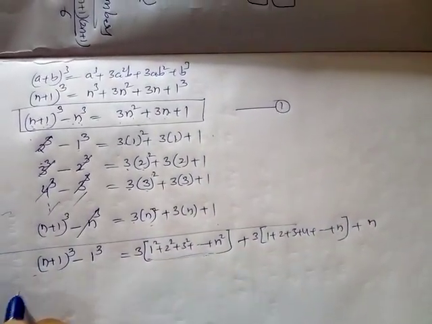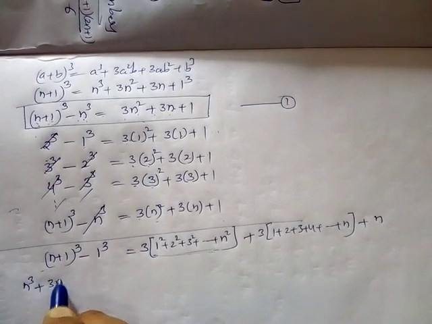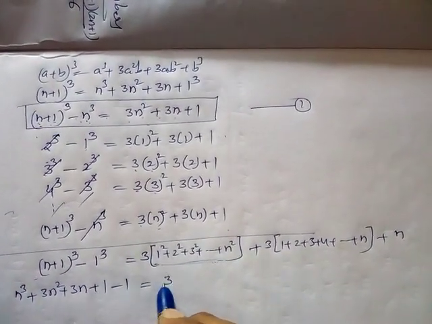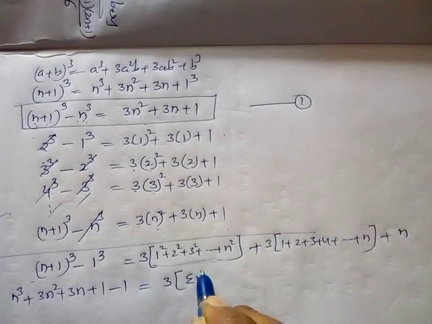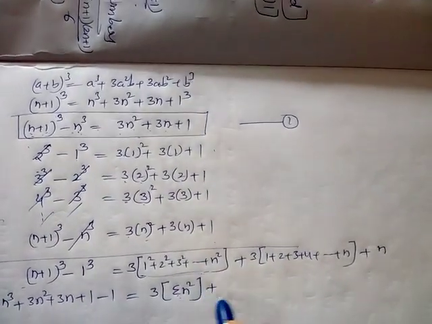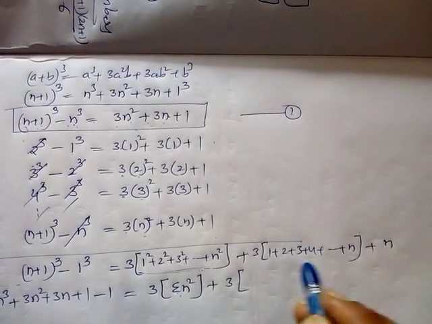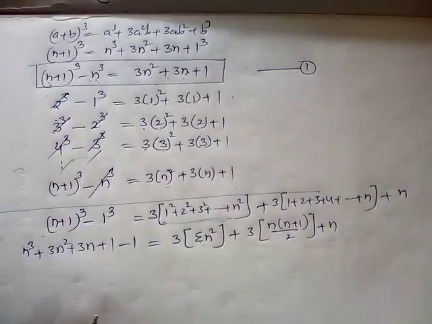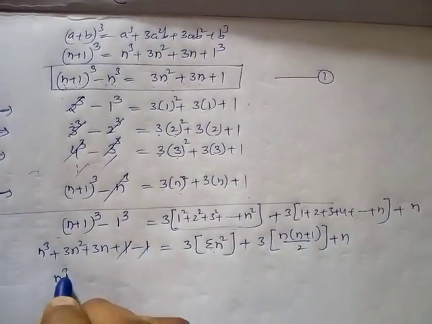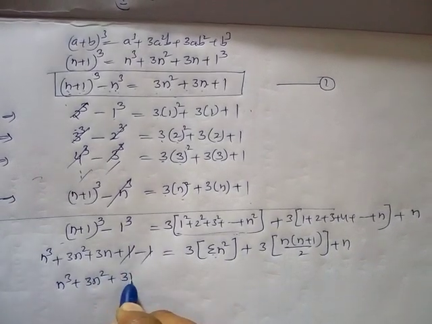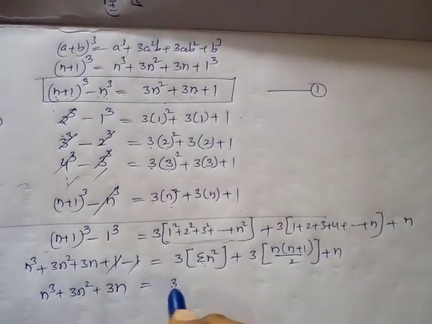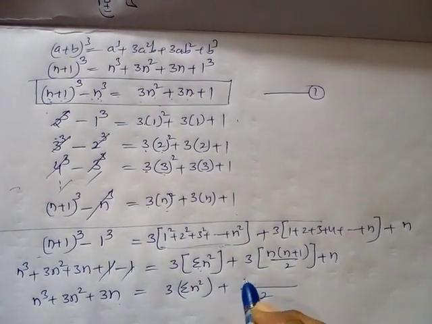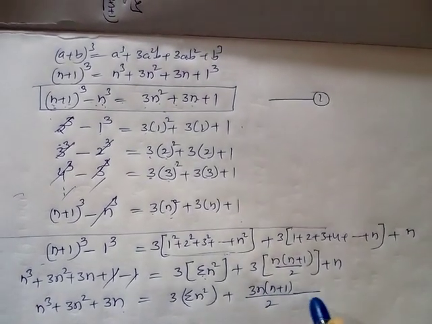So n plus 1 whole cube is n cube plus 3n square plus 3n plus 1, minus 1 cube means 1, is equal to 3 into, in short form we write sigma n square, we need this one, plus 3 into the sum of first n natural numbers, n into n plus 1 by 2, plus n. Plus 1 minus 1 cancel, n cube plus 3n square plus 3n is equal to 3 into sigma n square plus, here LCM is 2, 3n of n plus 1 plus 2n.